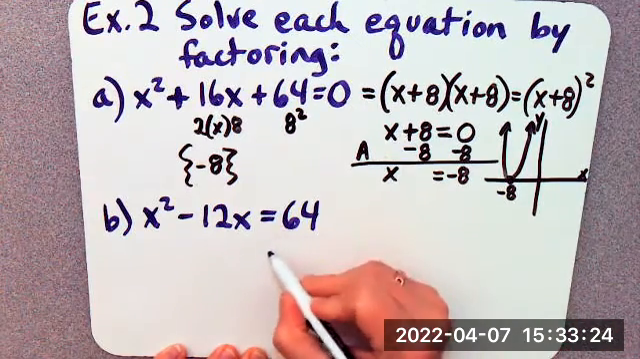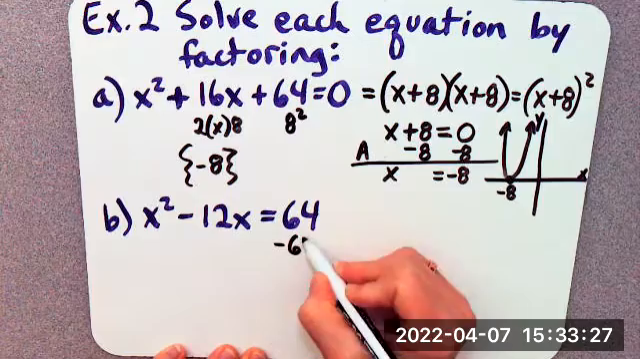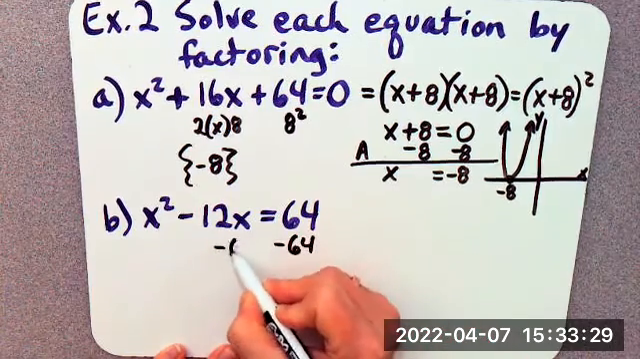Okay, this one is not set to 0, so we need to do that by subtracting 64 from both sides.